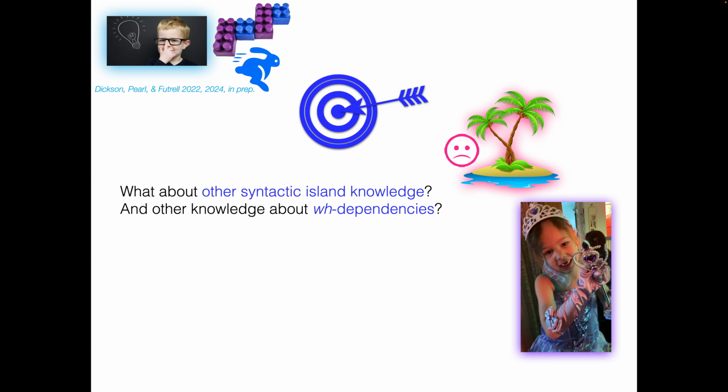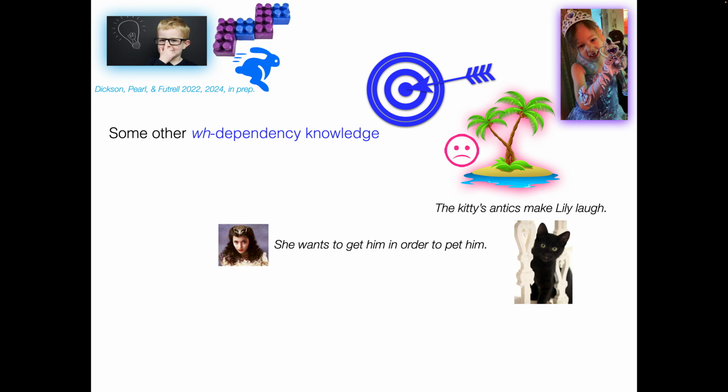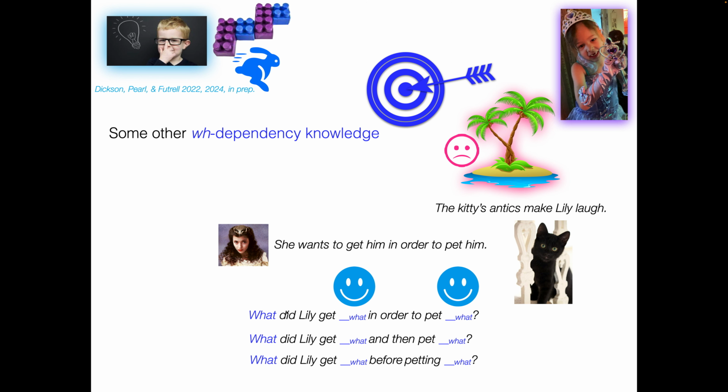So what about other syntactic island knowledge and other knowledge about wh-dependencies? Like, how do kids acquire those other types of knowledge? Just to remind you of some related types of wh-dependency knowledge: we have this kitty whose antics make Lily laugh. She wants to get him in order to pet him. And here are things that we're actually pretty happy to ask. What did Lily get in order to pet the kitty? What did Lily get and then pet the kitty? What did Lily get before petting the kitty? Great.